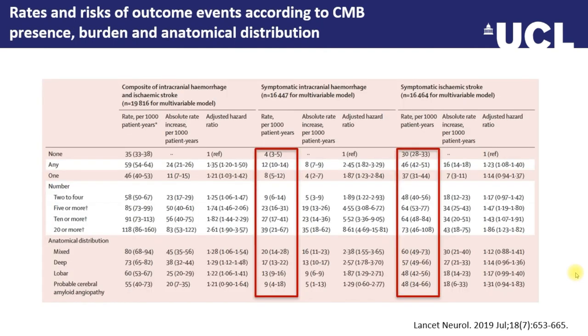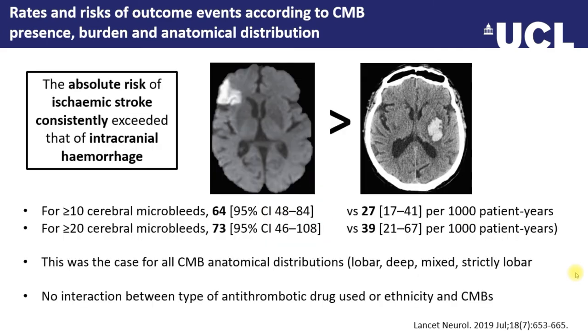Again, the absolute event rates are crucial here, and we can see them plotted in this table, which contains a lot of data. But essentially, the main result was that the risk of ischemic stroke was consistently higher than the risk of intracranial hemorrhage. So let me show you that. The absolute risk consistently exceeded that of intracranial hemorrhage, even for those with more than 10 microbleeds. You can see 64 versus 27 per 1,000 patient years.